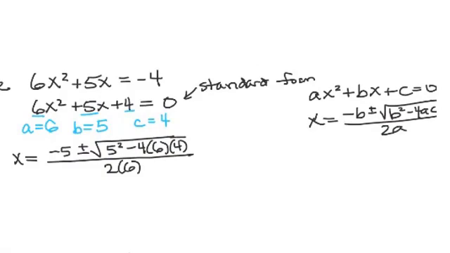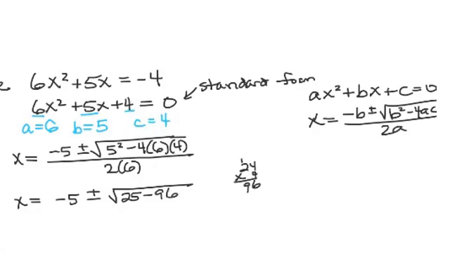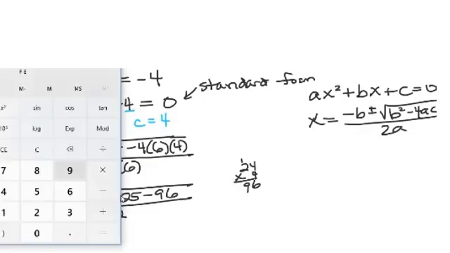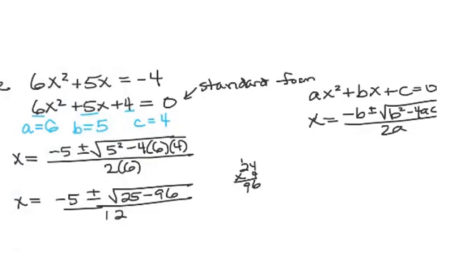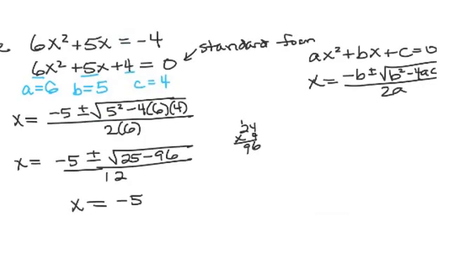Okay, so now is where the work begins. We have to simplify, so we're going to work under the radical first. Negative 5 plus or minus the square root of 5 squared is 25. We have only one minus here, so it's going to stay subtraction. And then 4 times 6 is 24. And then 24 times 4, so 96. All over 2 times 6, which is 12. Now what's 25 minus 96? 25 minus 96 is negative 71. X equals negative 5 plus or minus the square root of negative 71 over 12.